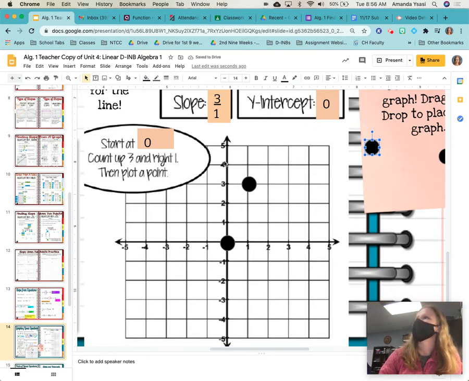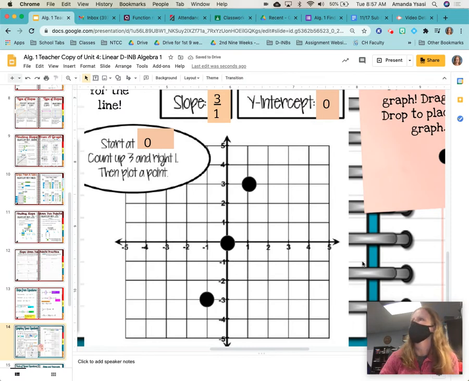So I'm always going to go right to get my next point, but then I need a line to fall, another point to fall in line with this. So what is the same as going up 3, right 1? Yeah, down 3, left 1. So watch my cursor. 1, 2, 3, left 1. Now connect it with a line.